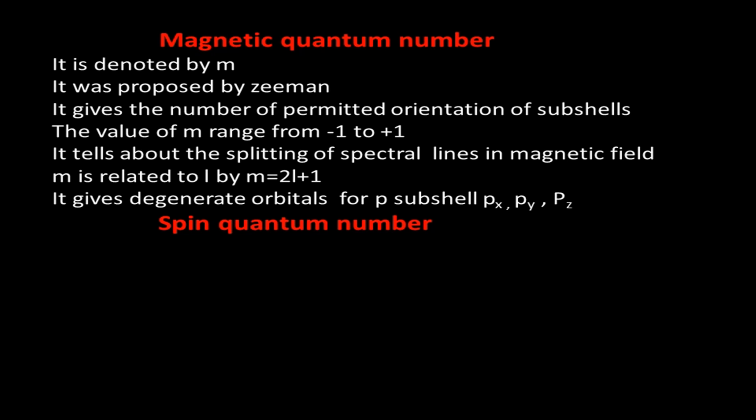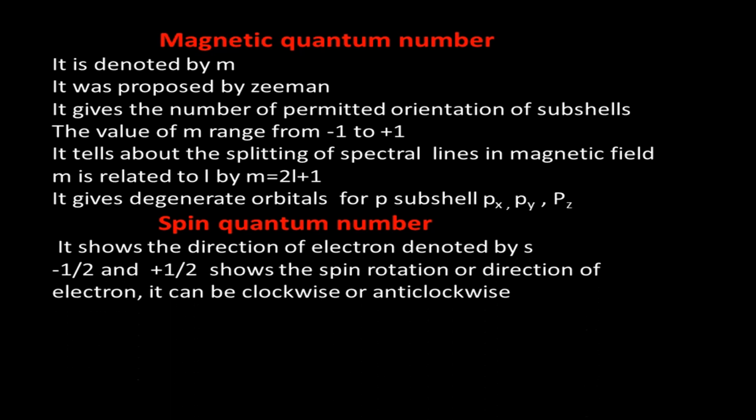Spin quantum number. It shows the direction of the electron and is denoted by s. -1/2 and +1/2 show the spin rotation or direction of the electron. It can be clockwise or anti-clockwise. This diagram below shows the direction of the electron. This arrow facing up is the +1/2 and the one facing down is the -1/2. So electrons are in opposite directions, each 1/2.